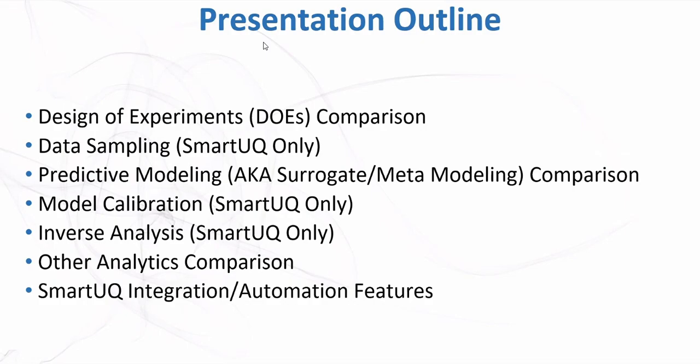The specific topics we're going to cover and compare and contrast to JMP and JMP Pro are, first, design of experiments. We'll talk about data sampling, which is a more unique feature to SmartUQ. Then we'll talk about the comparison of the different predictive models. We'll talk about model calibration, which again is unique to SmartUQ. That has more to do with getting simulations to agree better with test or experimental data.